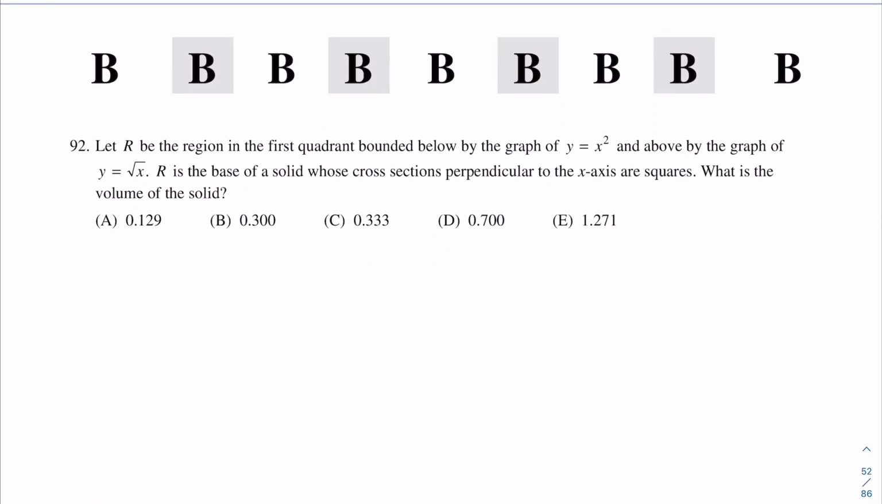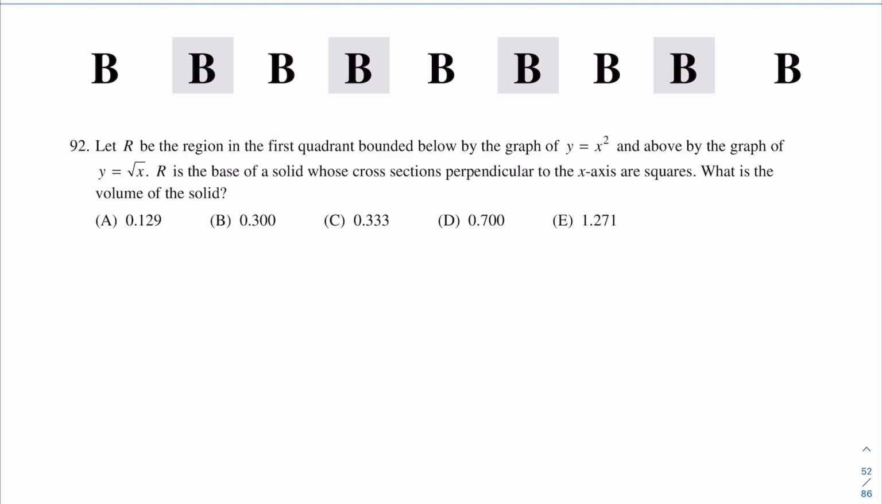92. Let R be the region in the first quadrant bounded below by the graph of y is equal to x squared and above by the graph of y is equal to the square root of x. R is the base of a solid whose cross sections perpendicular to the x-axis are squares. What is the volume of the solid?